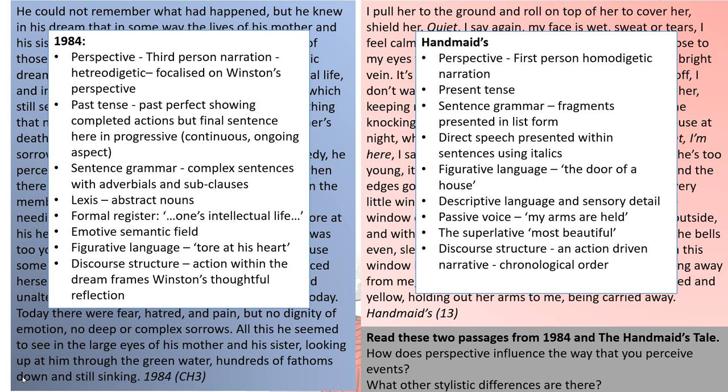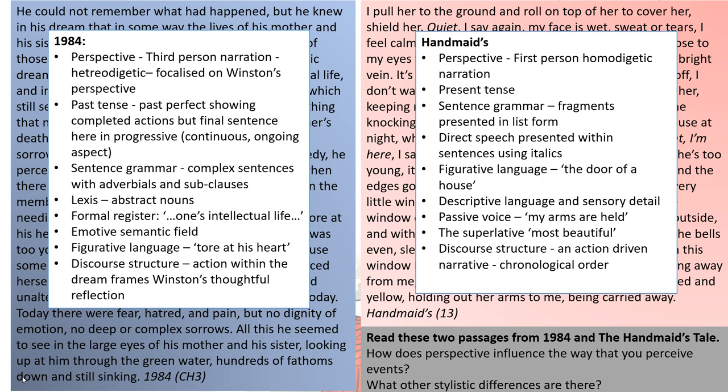There's a couple of examples of figurative language there, which I think help Offred to communicate her emotions, or the emotional impact of reliving these events. There's a lot of descriptive language and sensory detail compared to the more abstract conceptual thought in the 1984 extract.